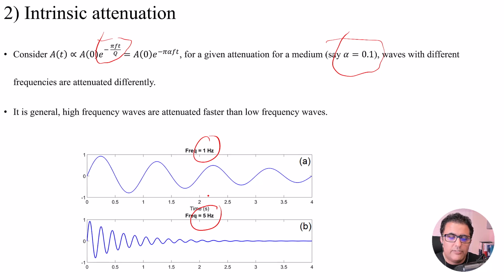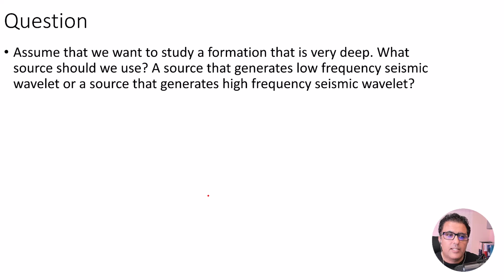If you look at this figure, something that you can easily notice is that the signal with higher frequency is attenuated faster. And this is something that happens in nature. Even for the same attenuation, say 0.1, 0.2, whatsoever it is, the signals with higher frequencies are attenuated faster compared to lower frequencies. So now let me ask you another question.